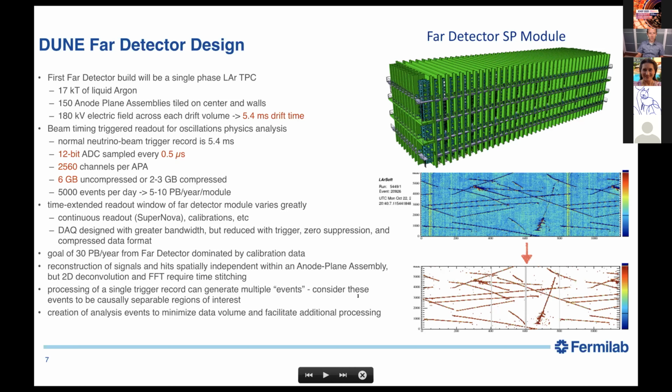And at the same time, we also have a single trigger record that can generate multiple events because we have spatially independent events across such a large far detector module. And this comes into the part of our data model because we need to break down this large 6 GB readout into much smaller events that we can then send out for processing across our distributed computing.